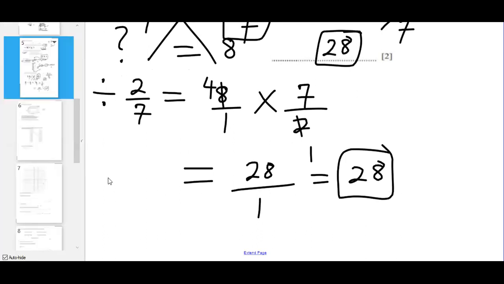We have the next question, which is on this slide here. Okay, the software is still loading a bit. Let us try to be patient for this.